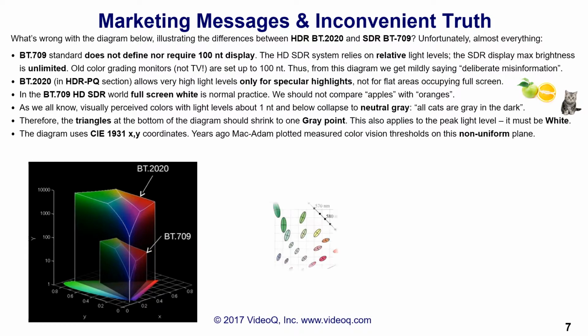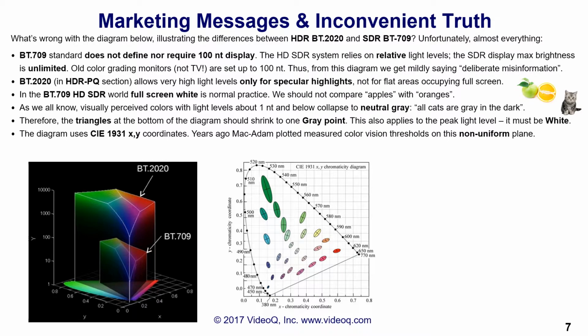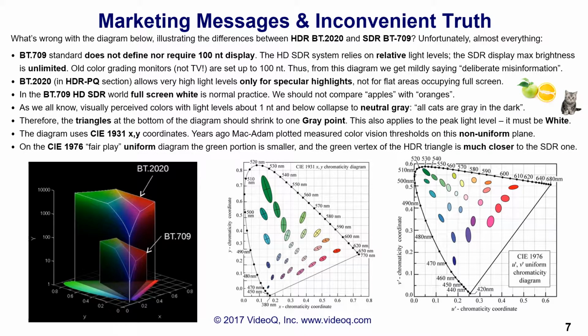75 years ago, David MacAdam measured color vision thresholds and plotted them on the non-uniform CIE xy plane as ellipses of quite different sizes. That's why on an xy diagram, the HDR triangle appears much larger. Mapped to the fair-play uniform CIE 1976 coordinates, the two chromaticity triangles are not very different.